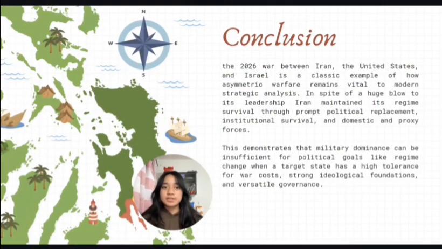To conclude, the 2026 war between Iran, the US, and Israel is a classic example of how asymmetric warfare is very vital for modern strategic analysis. In spite of the huge blow it suffered, the leadership in Iran maintained its regime survival through prompt political replacement, institutional survival, and domestic and proxy forces. This demonstrates that military dominance can be insufficient for political goals like regime change when a target state has a higher tolerance for cost.